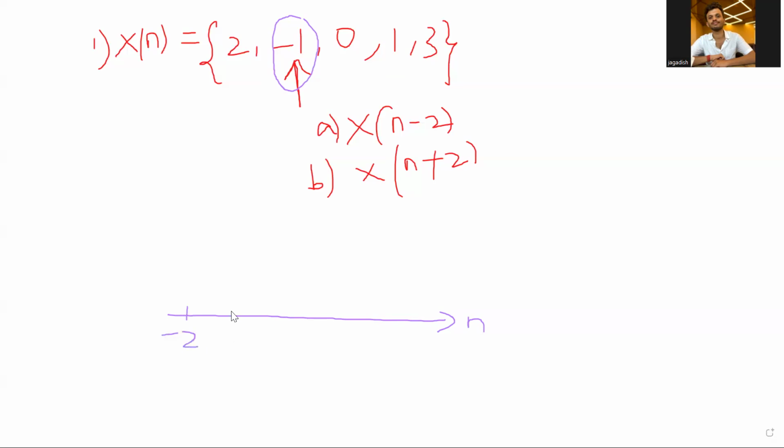-2, -1, 0. I'm drawing roughly because it's a whiteboard. You need to use a scale and draw. 1, 2, 3, and 4.